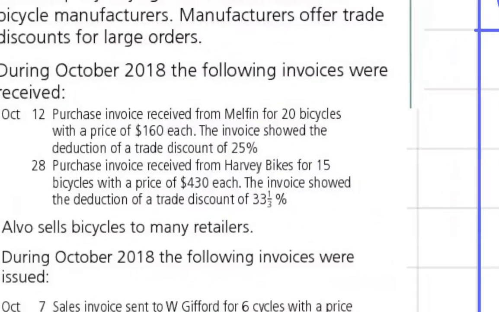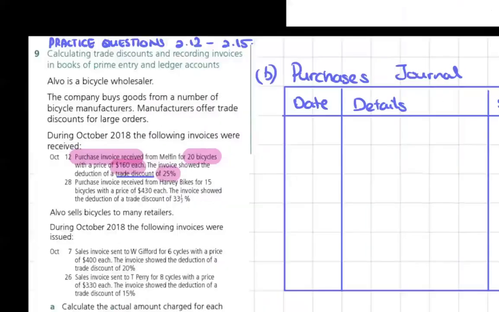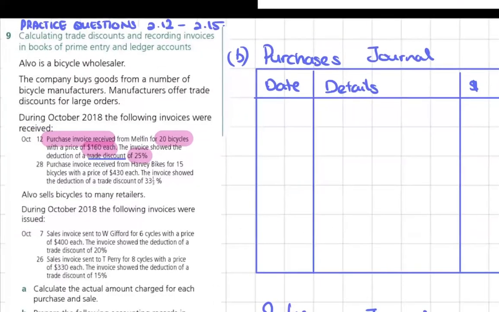It says October 12th, purchase invoice received. If you see this word here, you know what to do. It means that we actually bought something, because we received an invoice for 20 bicycles with a price of 160 each. And the invoice showed a deduction of 25% trade discount. If you forgot, trade discount is only applicable to journals. Okay, so we're going to record that inside our purchases journal on October 12th.